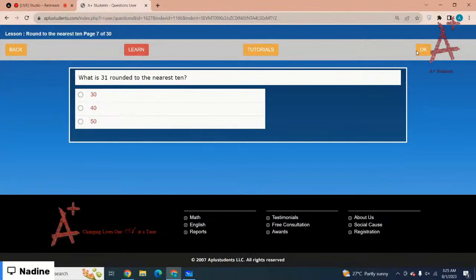What is 31 rounded to the nearest 10? Which is the correct option? 31 is rounded off to 30 because 1 is less than 5 and then that means it is rounded off to the same 10, so that would be 30. The correct option is 30.